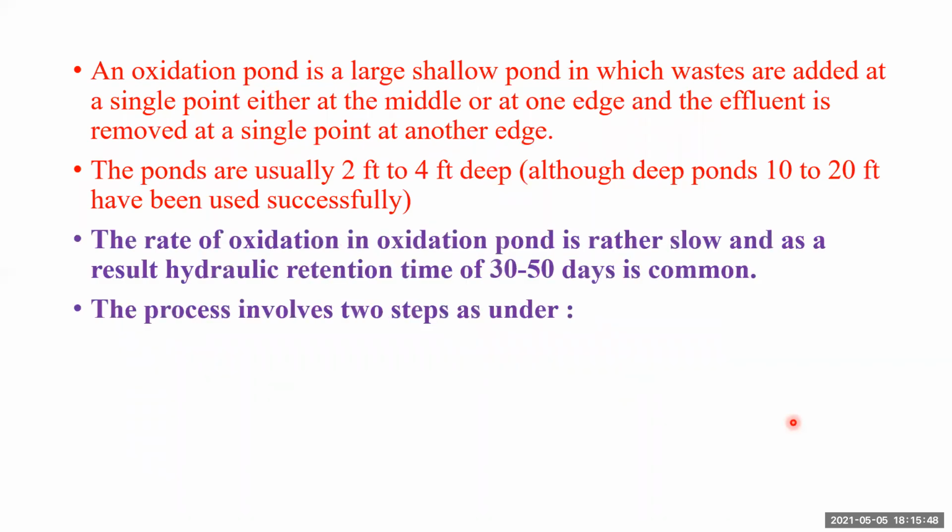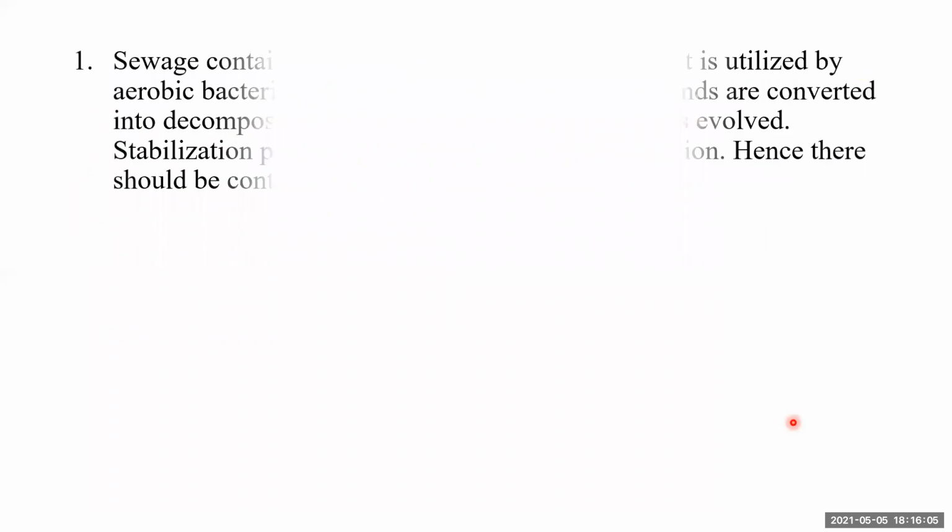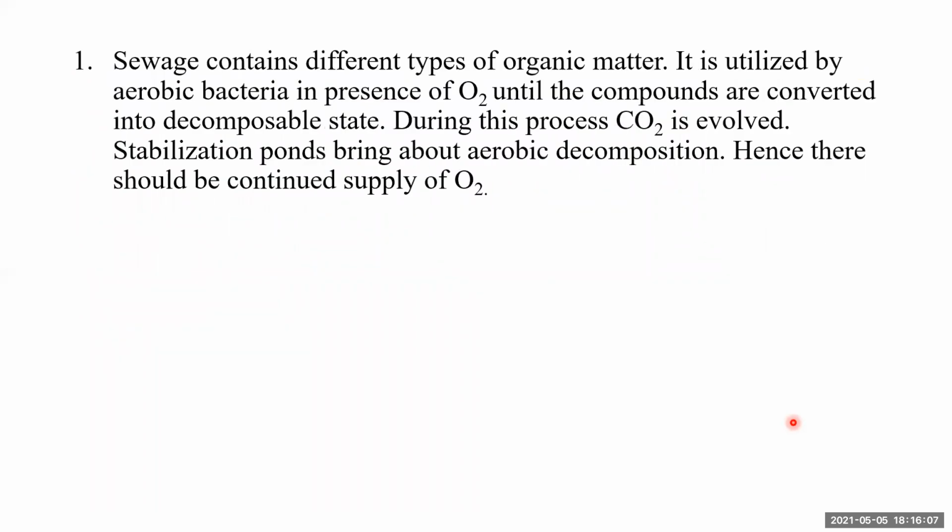The rate of oxidation in an oxidation pond is rather slow compared to other methods. So the hydraulic retention time of the settled sewage is more, like 30 to 50 days in common. The process involves two basic steps. Sewage contains different types of organic matter, which is utilized by aerobic bacteria in the presence of oxygen until the compounds are decomposed into smaller compounds. During this process, CO2 is evolved.